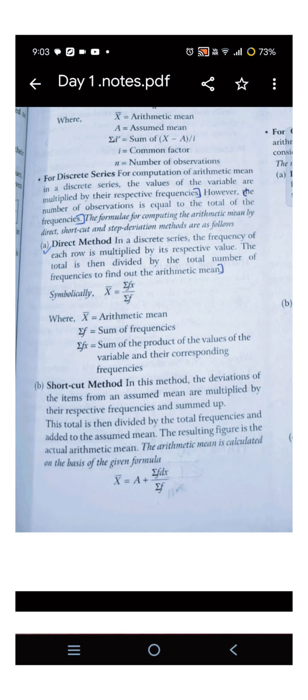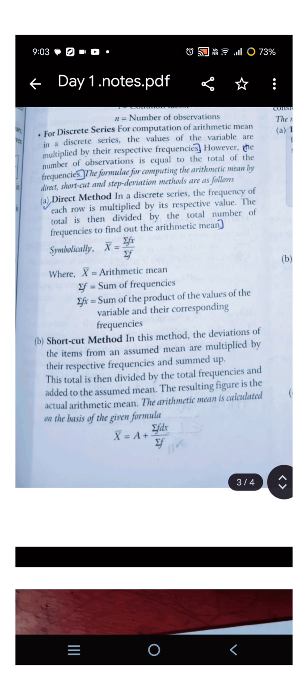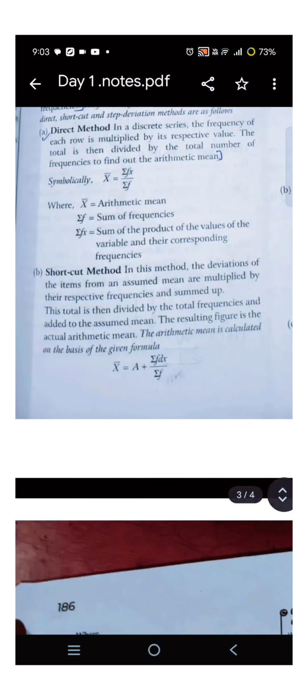Direct method: how to find the value of the arithmetic mean, the first one we are going to discuss. In a discrete series, the frequency of each row is multiplied by its respective value. The total is then divided by the total number of frequencies to find the arithmetic mean. X bar is equal to sigma fx divided by sigma f. X bar is the arithmetic mean, sigma f the sum of the frequencies, and sigma fx the sum of the products of the values of the variable and their corresponding frequencies.